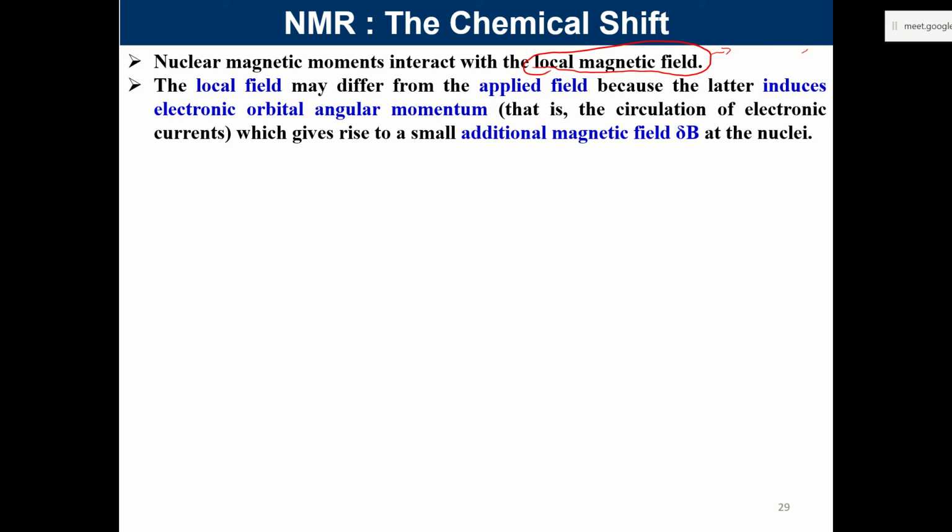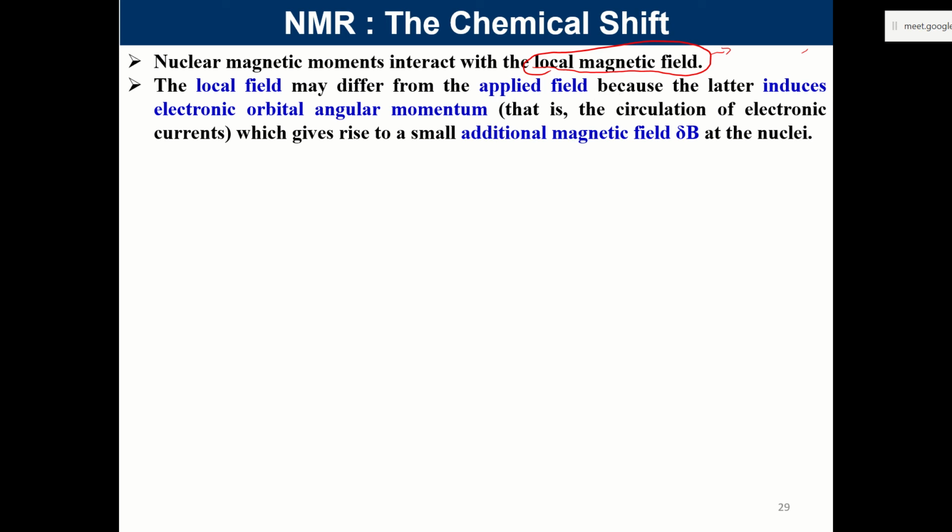A dipole produces a field. A magnetic dipole will have a magnetic field associated with it, and an electrical dipole will have an electric field associated with it. Think in those terms. Local field, so it is different from the applied field.